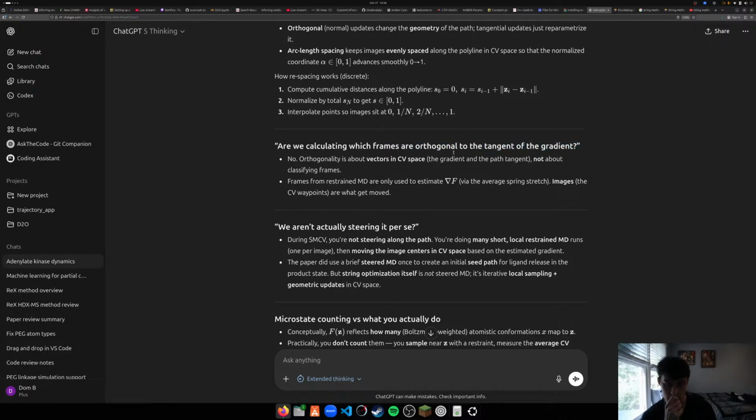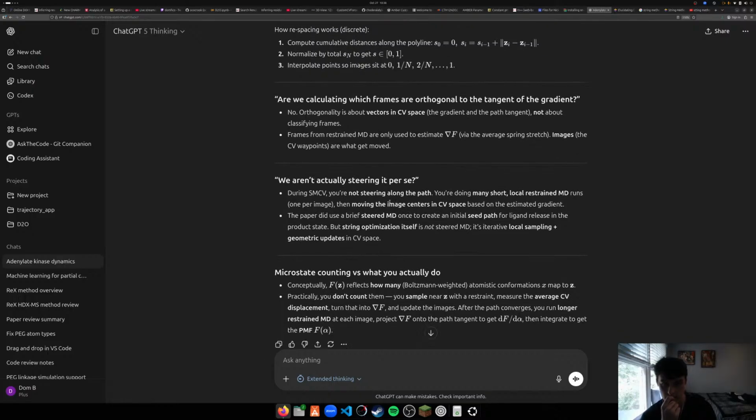Are we calculating which frames are orthogonal? No, orthogonality is about vectors, not about classifying frames. Frames from restrained MD are only used to estimate. Images are what get moved. You're not steering along the path. You're doing many short local restrained MD runs and then moving the image centers.